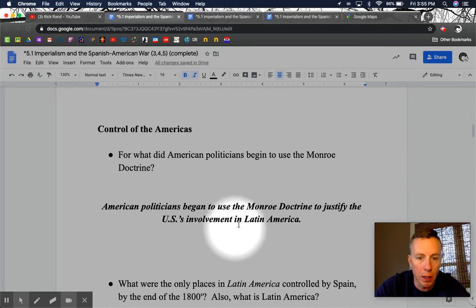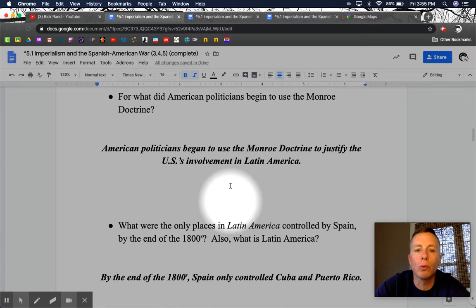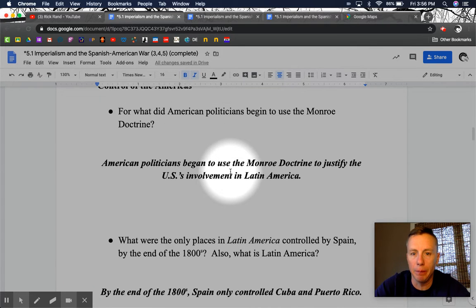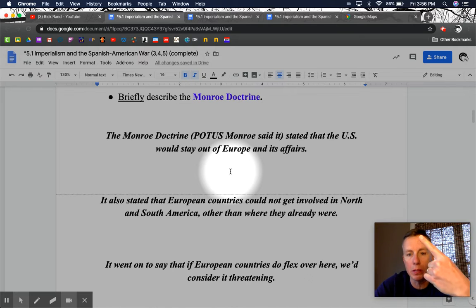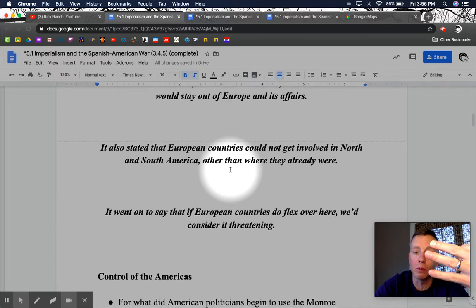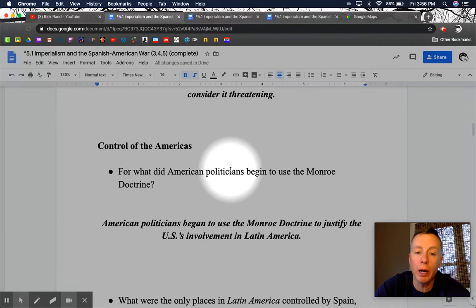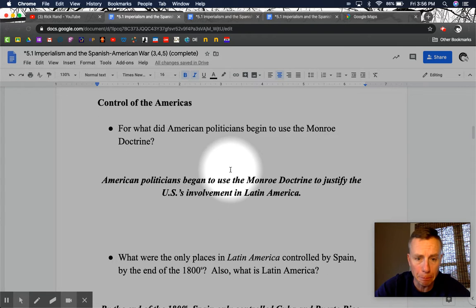All right, time in. So American politicians began to use the Monroe Doctrine as a reason that we were getting involved in Latin America. All right, so as a review, Europe, stay out. Unless you're already over here, and then you can stay, but no more. And if you do come over here, we're going to consider it threatening. And it's almost like fighting words, okay? But then, hey, Europe, you remember when we told you you couldn't get involved over here? Yeah, we're going to go ahead and get involved over here when we think it's right, all right? And it says, in my answer, it says to justify our involvement in Latin America.